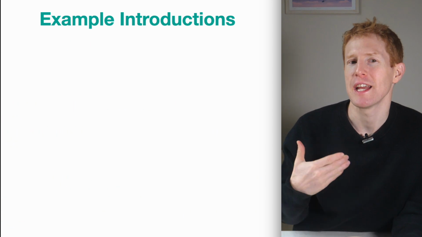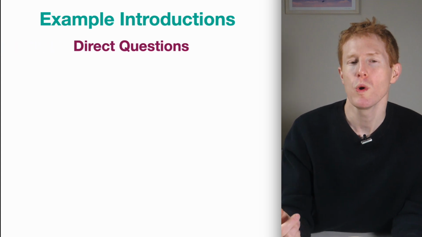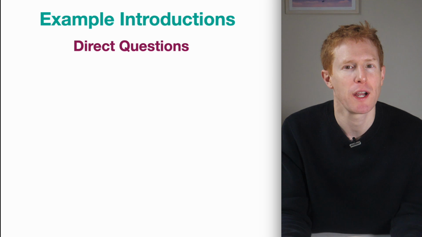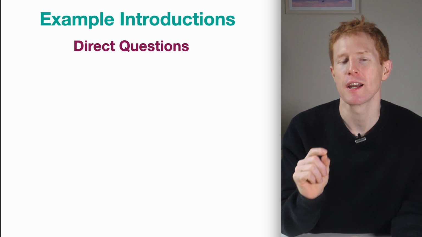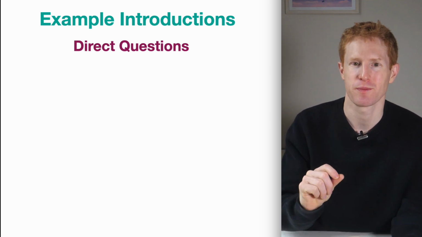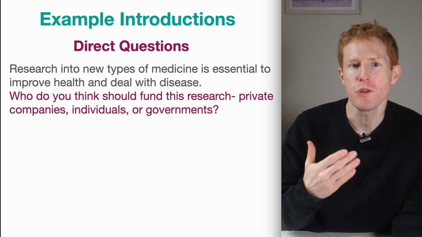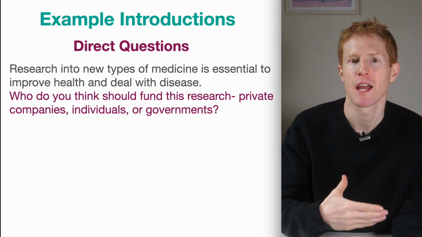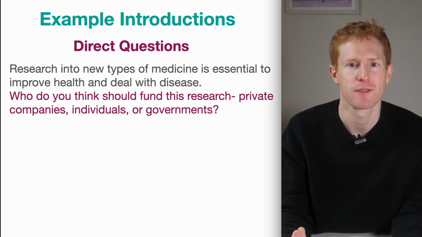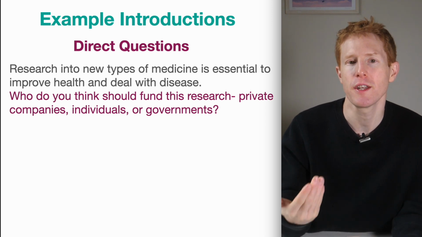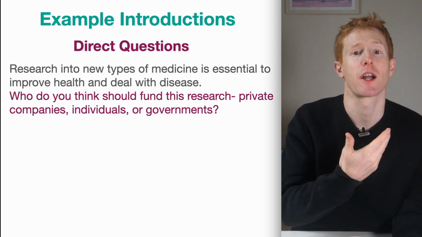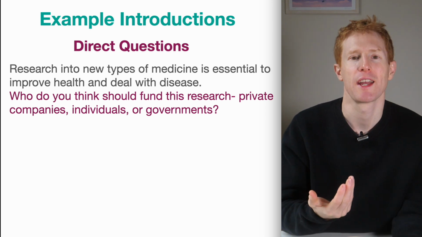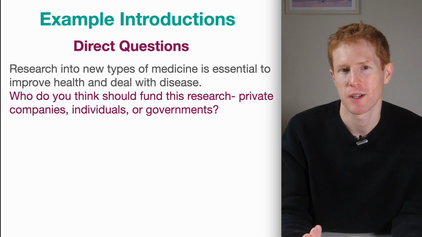Finally, we have the last question type, which is not so common in IELTS and tends to be slightly easier to write the introduction for. It's the direct question. Research into new types of medicine is essential to improve health and deal with disease. Who do you think should fund this research? Private companies, individuals, or governments. Okay, let's introduce the topic.